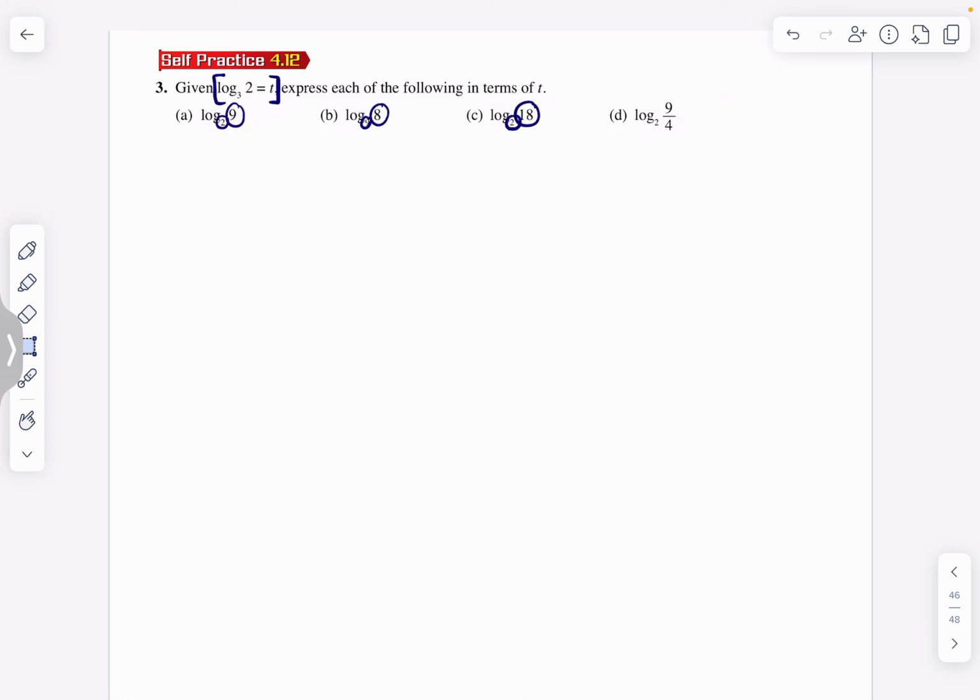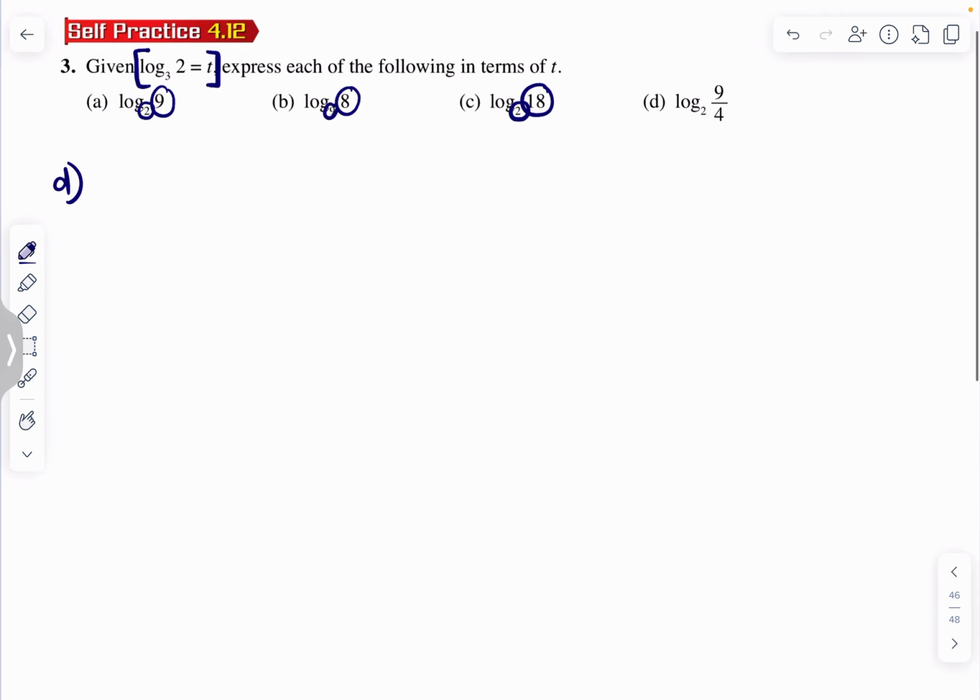Okay, let's erase all this. We make way for question D. Log_2 of 9 over 4. So if we have division, this one we can make it minus. So log_2 9 minus log_2 4. Wait. Sorry. We never changed the base. We need to change base to base 3 first.